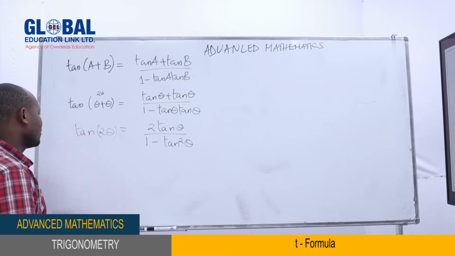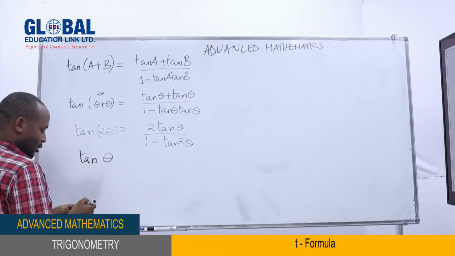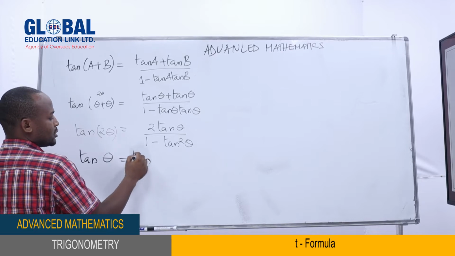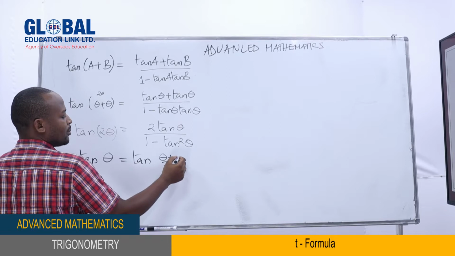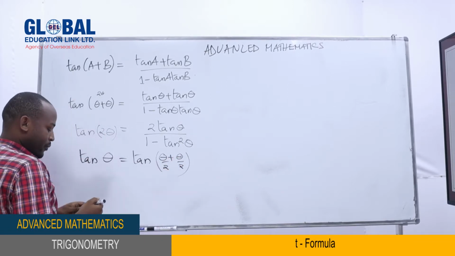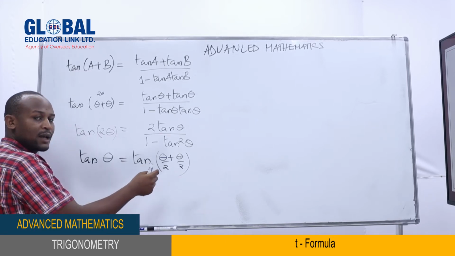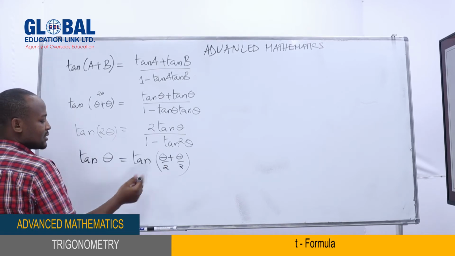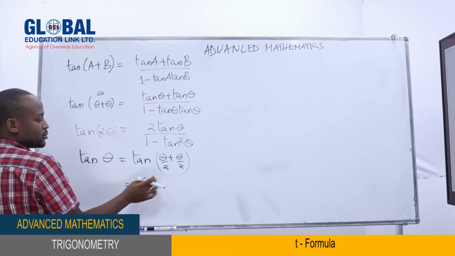Now, what if we have tan of theta alone? Now, this tan of theta can be written as tan of theta over 2 plus theta over 2. And we know that a half plus a half is equal to 1. That means a half of theta plus a half of theta is equal to theta. Now, what is that? We can use that formula to find that.